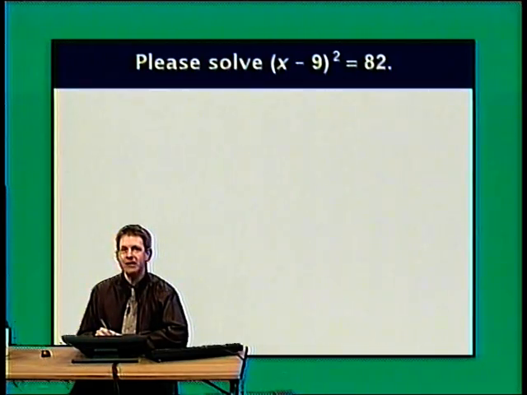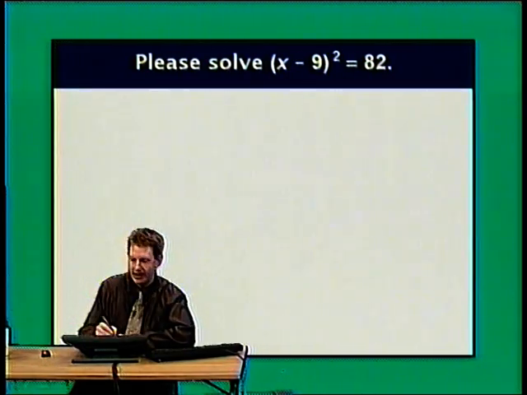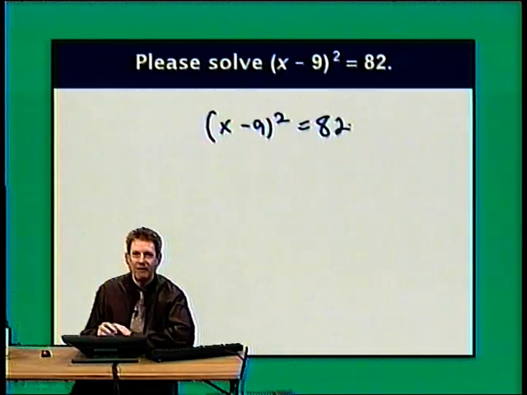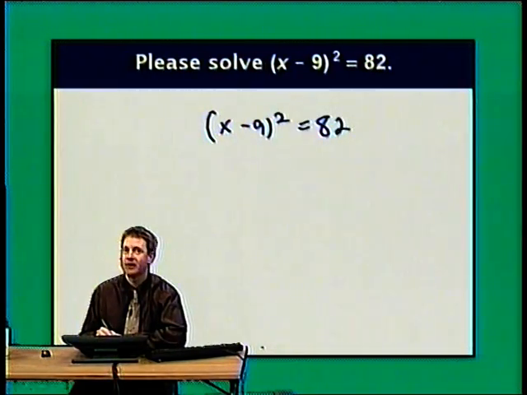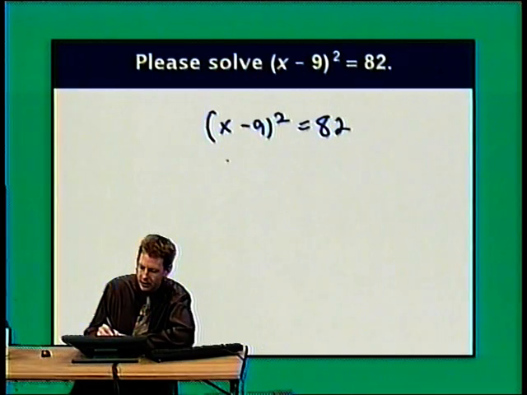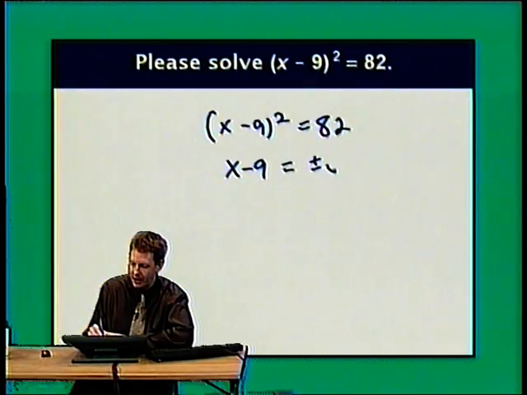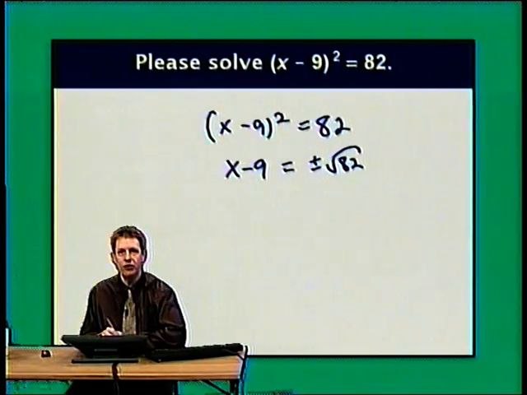All right, x minus 9 quantity squared equals 82. I have a property. You know what it's called? It's called the square root property. And the square root property says if this quantity squared equals 82, then the quantity that's being squared has to equal plus or minus the square root of 82.